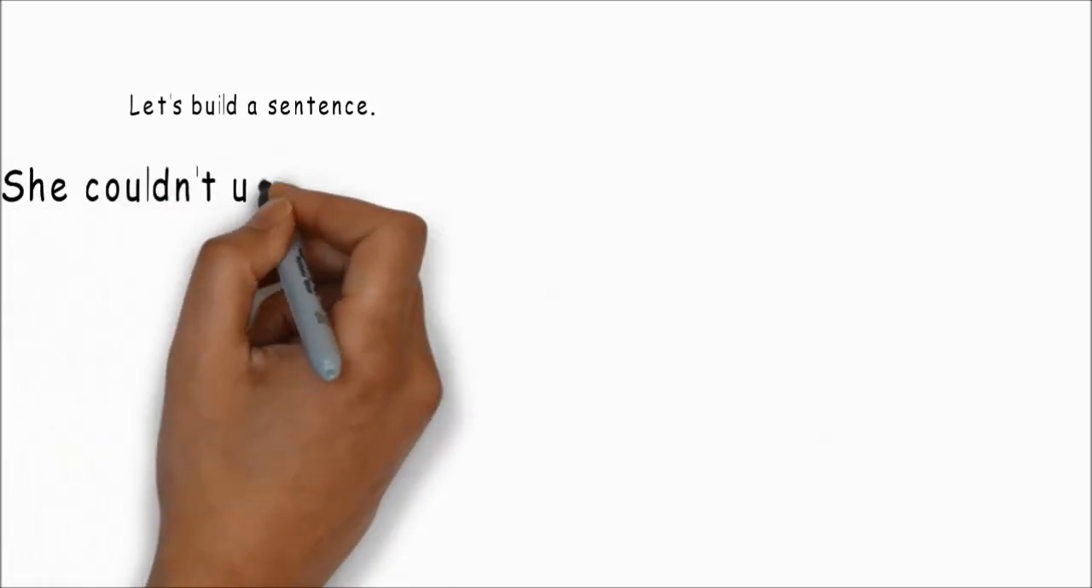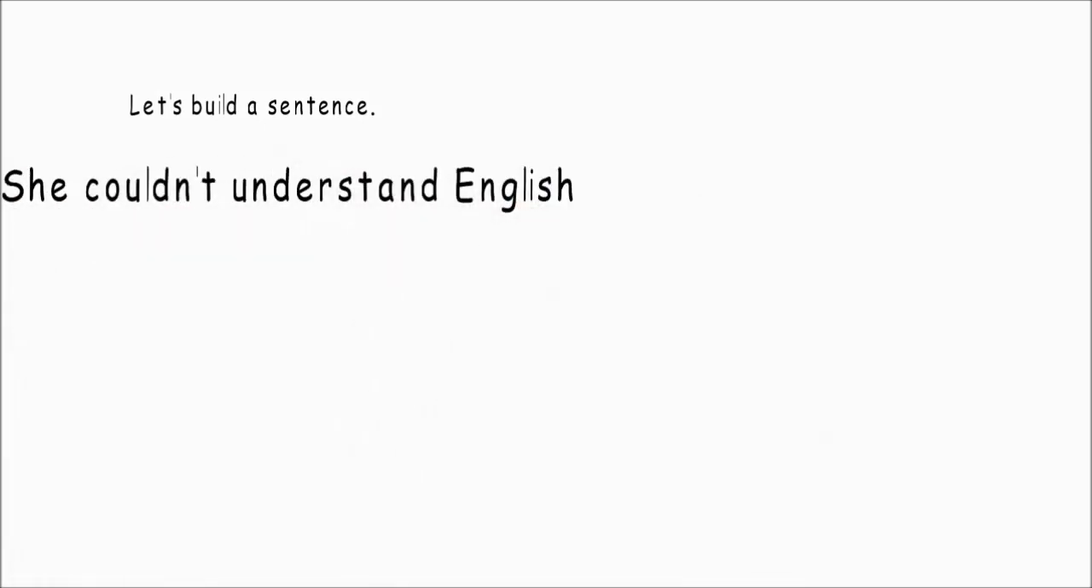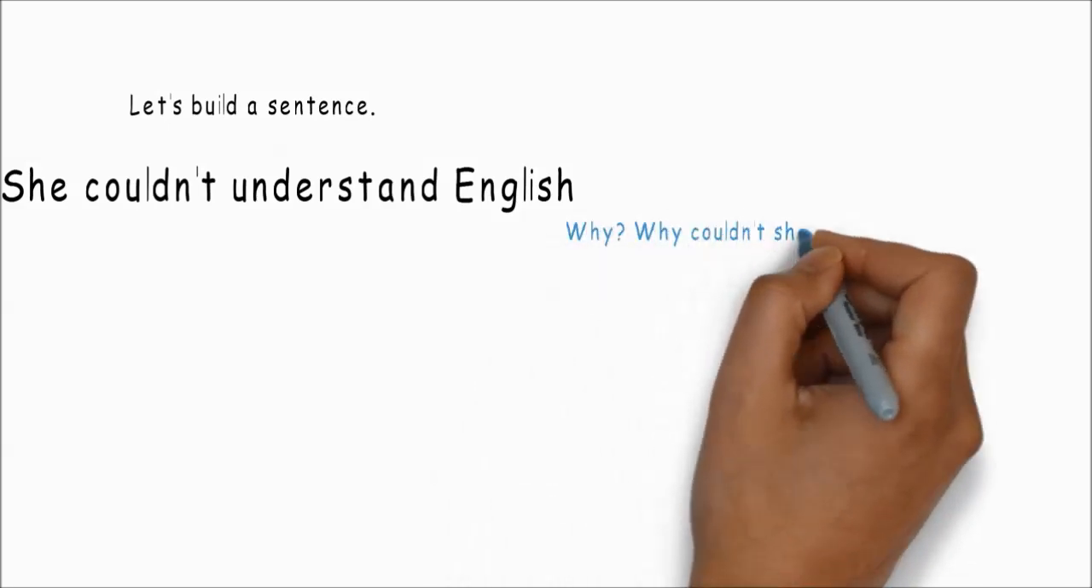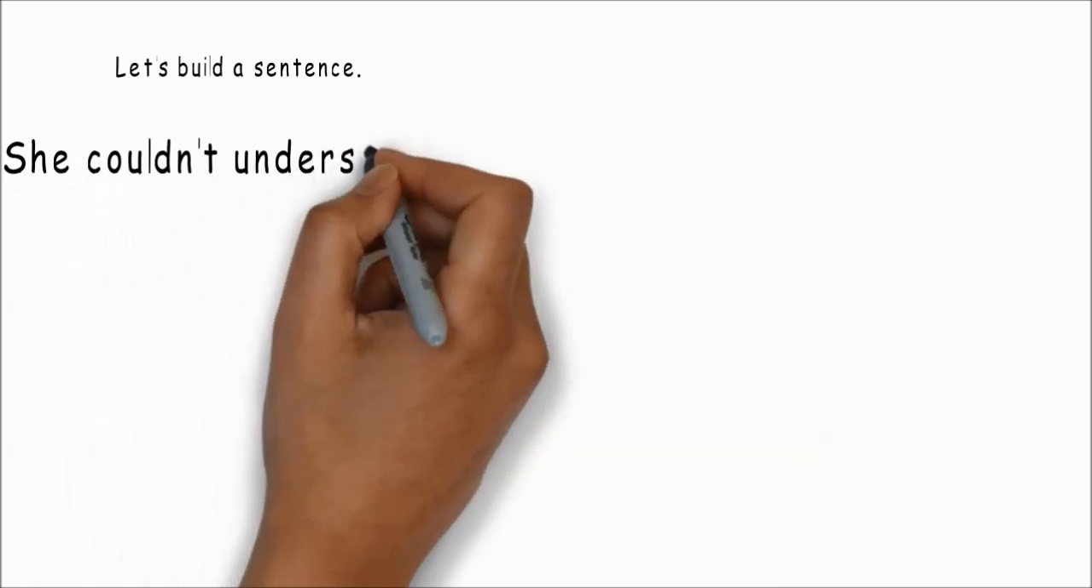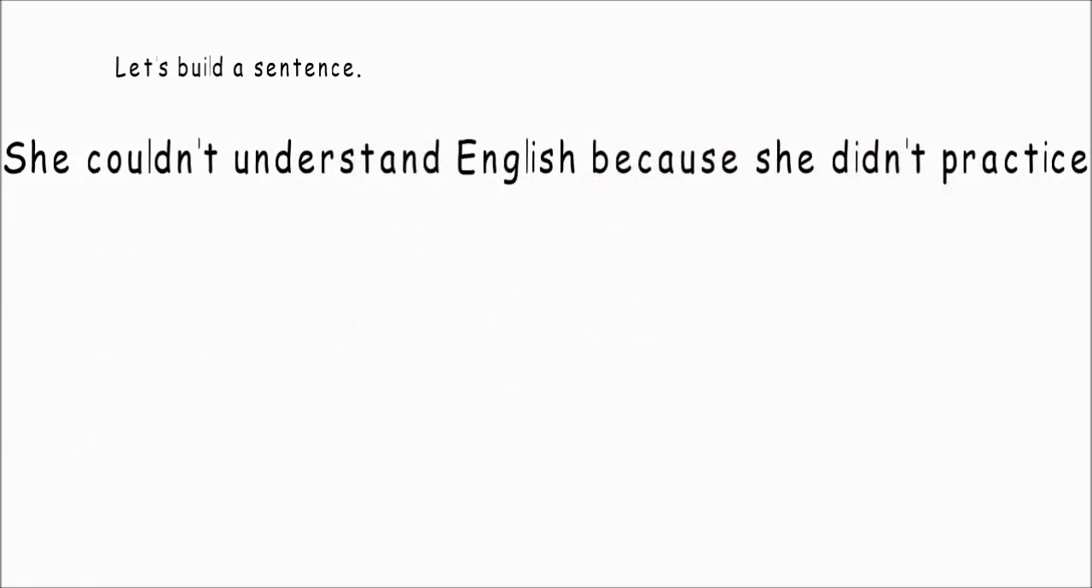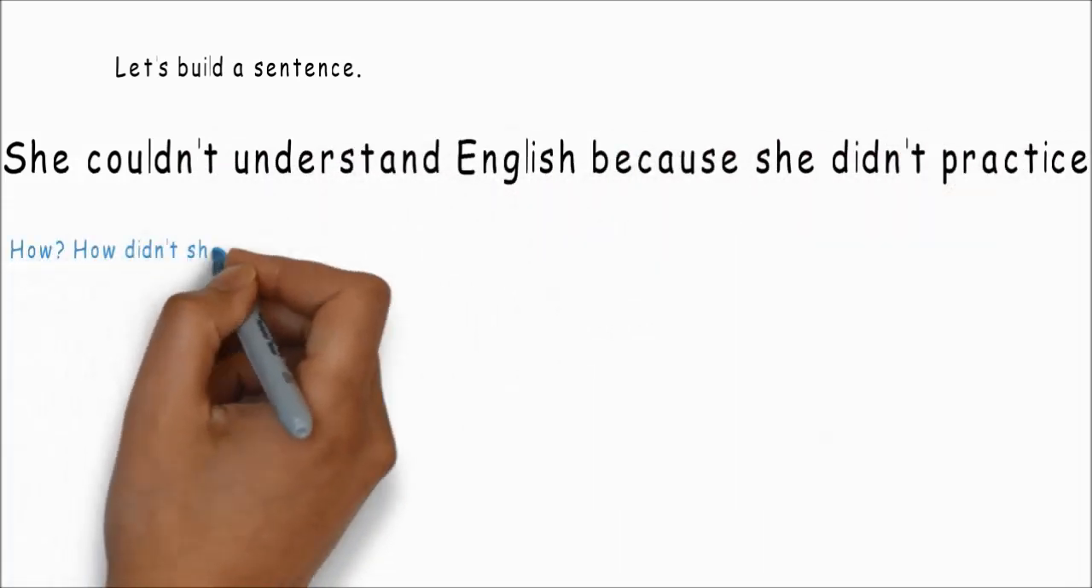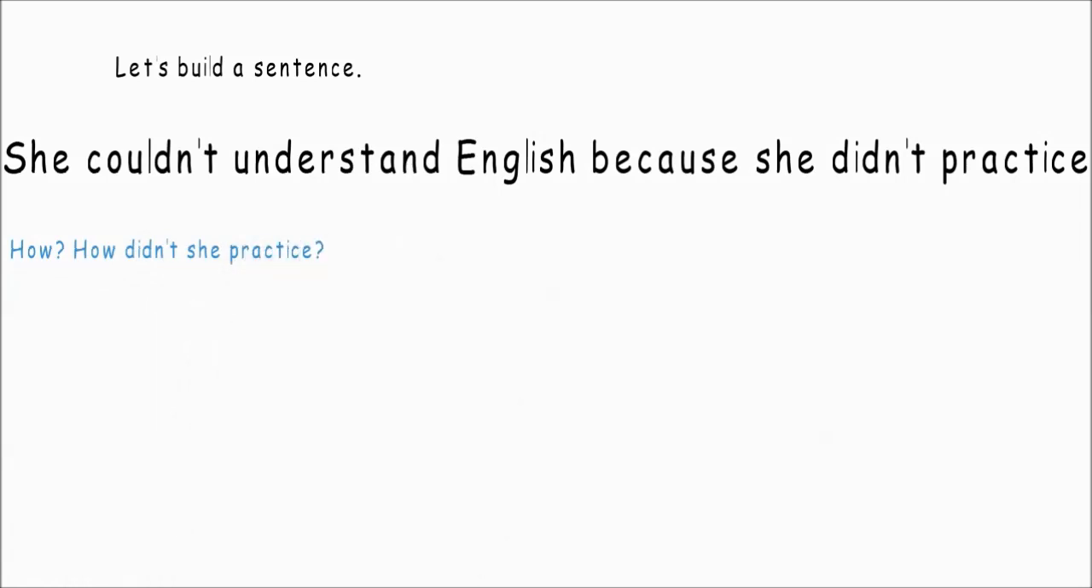Let's build a sentence. She couldn't understand English. Why? Why couldn't she understand English? She couldn't understand English because she didn't practice. Oh, that's important. Let's build a sentence. She couldn't understand English because she didn't practice. How? How didn't she practice? She didn't practice with her English teacher. That's me.